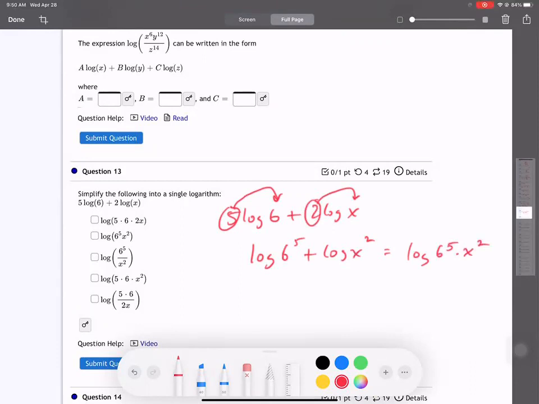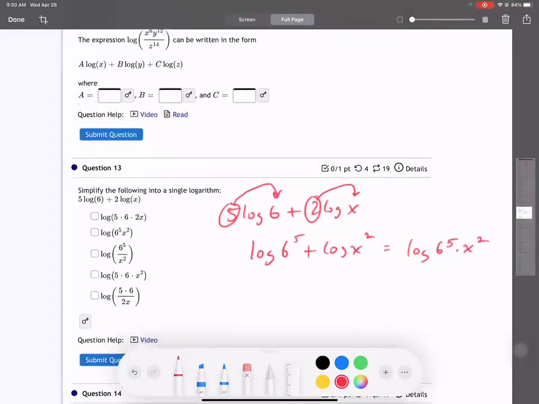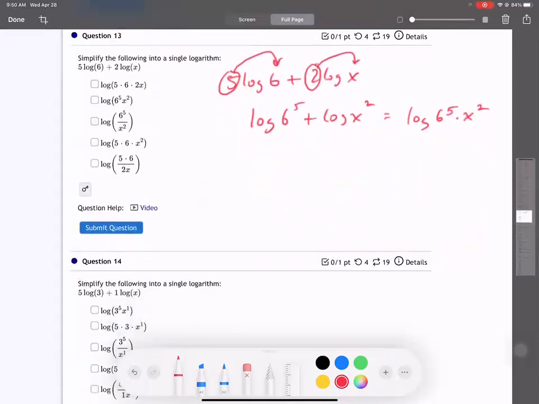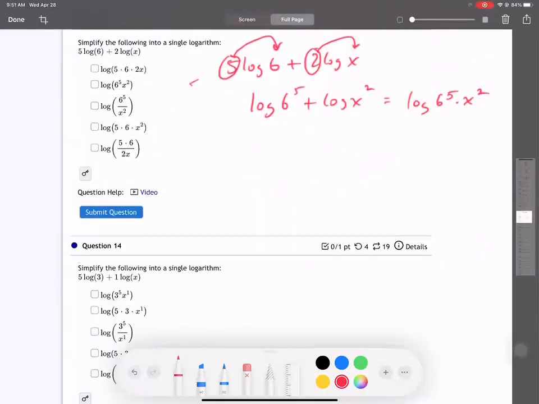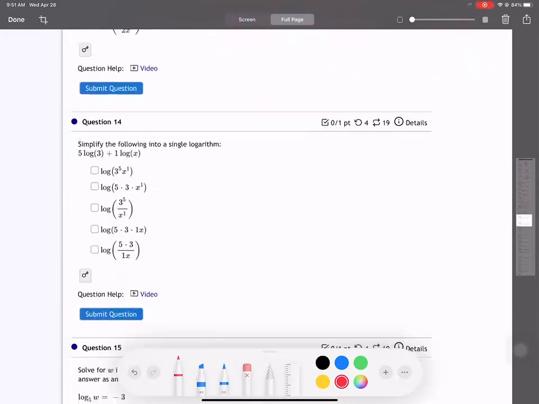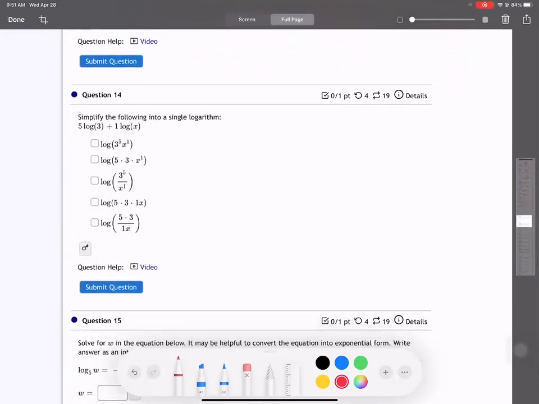So we're writing the logs together, bringing them into one big happy hug. Now, you can see that this question took me like 30 seconds, and this is me showing the work. So you guys have to show the work. It would take you longer to try to get this to work in Photomath. So remember, for the test, you have to show work to receive credit.